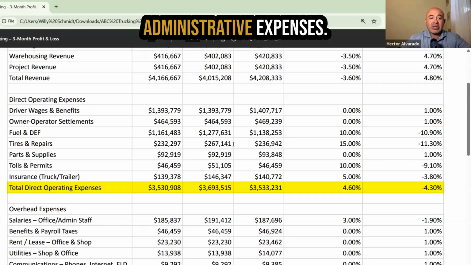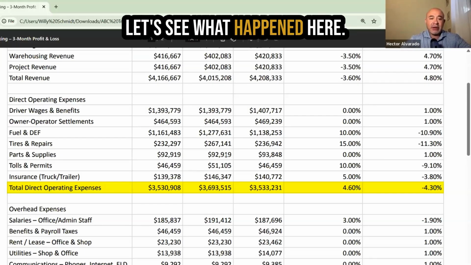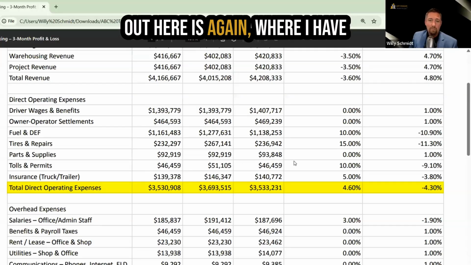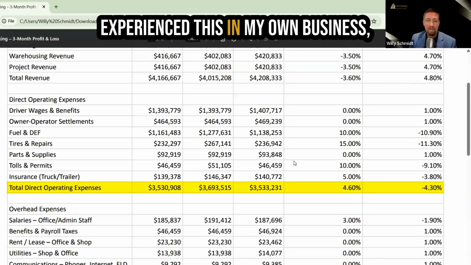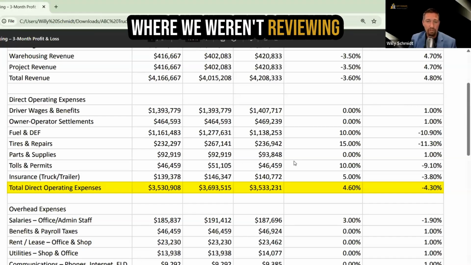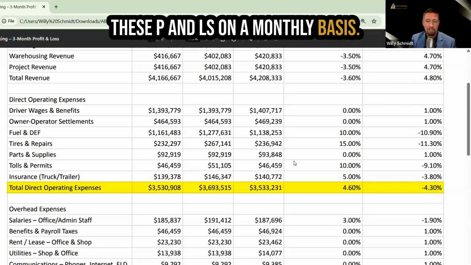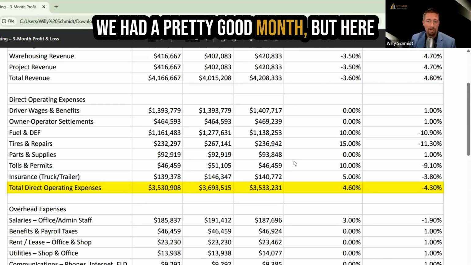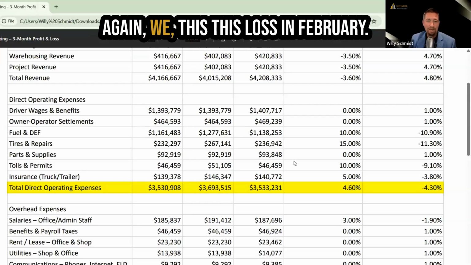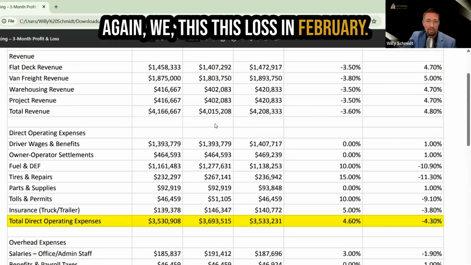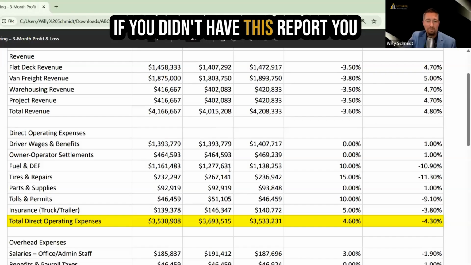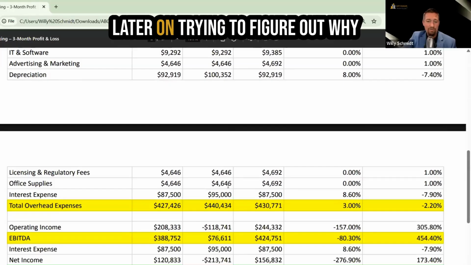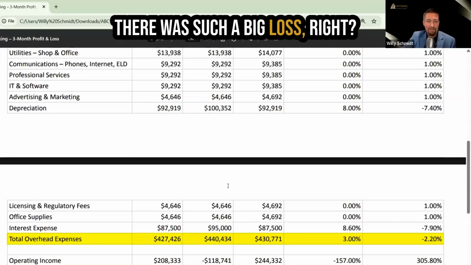Let's go into our administrative expenses. Let's see what happened here, Willie. And what I would like to point out here is, again, where I have experienced this in my own business, we weren't reviewing these P&Ls on a monthly basis. And your gut feel was saying, I think we had a pretty good month. But here again, this loss in February, if you didn't have this report, you would never know, or until later on, trying to figure out why there was such a big loss, right?